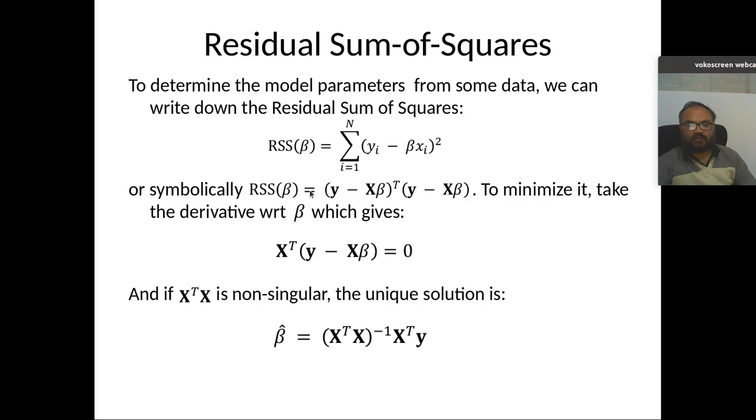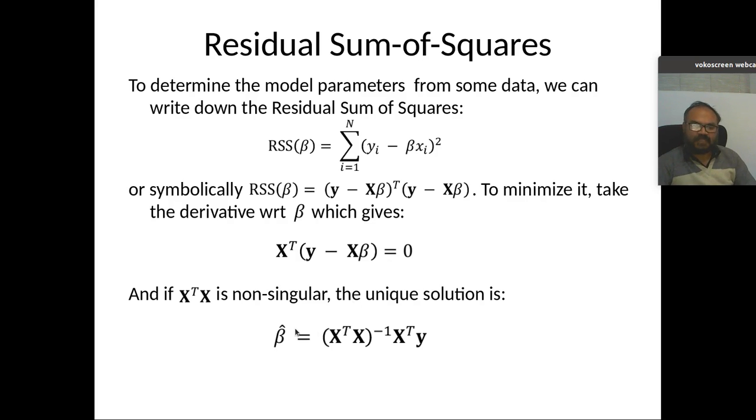Symbolically, you can also write it as a matrix product, and to get the best values for beta, we need to minimize this residual sum of squares, so that for each prediction, on average, the error is minimized. So it's an optimization problem. You can use a gradient technique. You can calculate the gradient of this residual sum of squares function, equate it to 0, and then rearrange it to find the best estimate for beta.